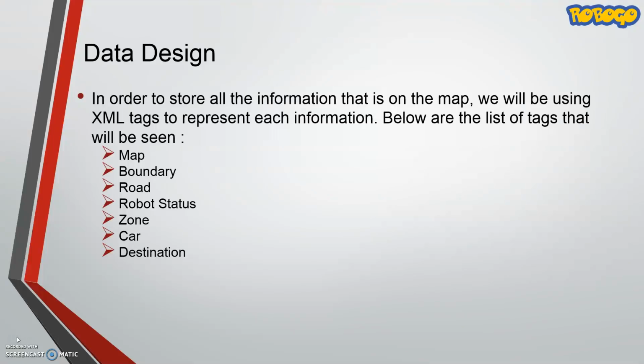Next, I'll talk about the data design. In terms of data design, we use XML text to represent each piece of information. All of this will be stored in an XML file, and the data will be represented in different tags. As you can see, there are multiple tags that we will be using, and I'll run through each of them with you to explain the function of each tag.